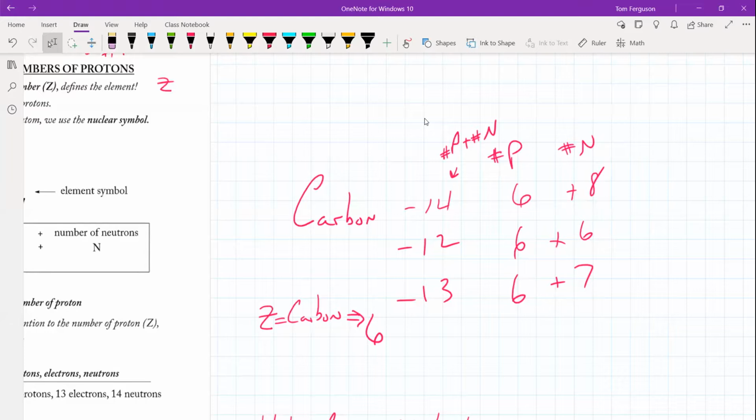Exactly. Okay. You've heard of hydrogen, deuterium, tritium? Have you heard of those? Vaguely. Okay. They're all hydrogen, but they differ in the number of neutrons. Deuterium has 1 neutron, tritium has 2 neutrons. They're all hydrogen though. Because why? It has 1 proton.